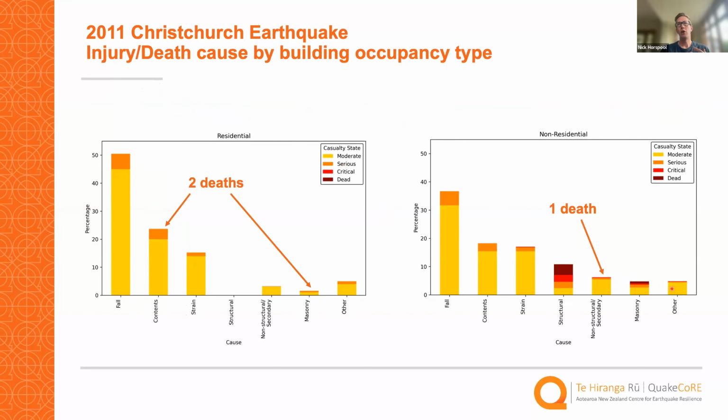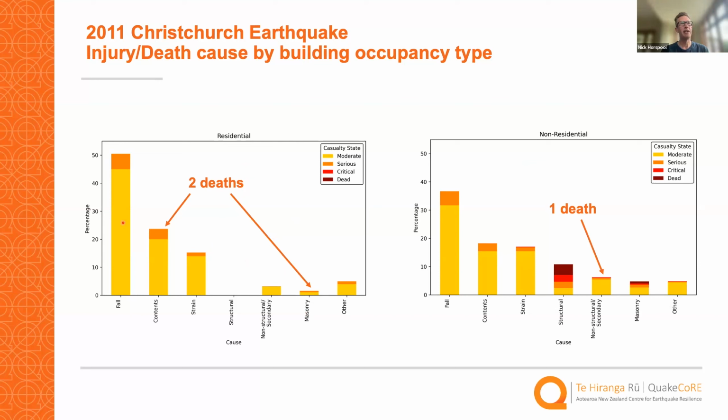If we look at building occupancy type, often we want to know whether our residential buildings or non-residential are higher or lower risk. We can break up the injury cause into falls, contents hits, strains, structural hits, non-structural secondary hits, and masonry, and compare that for residential on the left and non-residential on the right. What we can see here is that, firstly, the more severe casualty states are not really occurring in residential buildings. We did have 2 deaths in residential buildings, one from contents, one from some internal masonry, but the contribution to fatalities is minor overall.